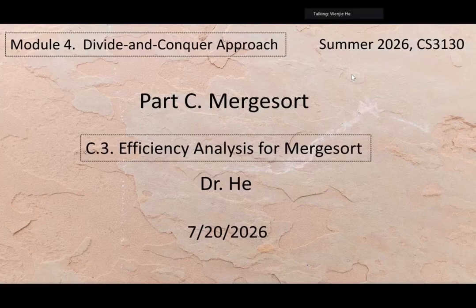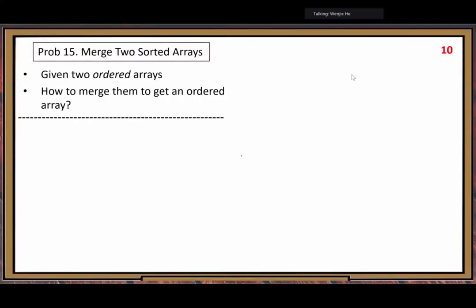Then C.3, efficiency analysis for Mergesort. Now we can estimate. For this efficiency, we need to do an estimate, because getting an accurate formula is very hard. So we don't want to do a very accurate calculation. We do an estimate that is good enough. Derive a recurrence relation.